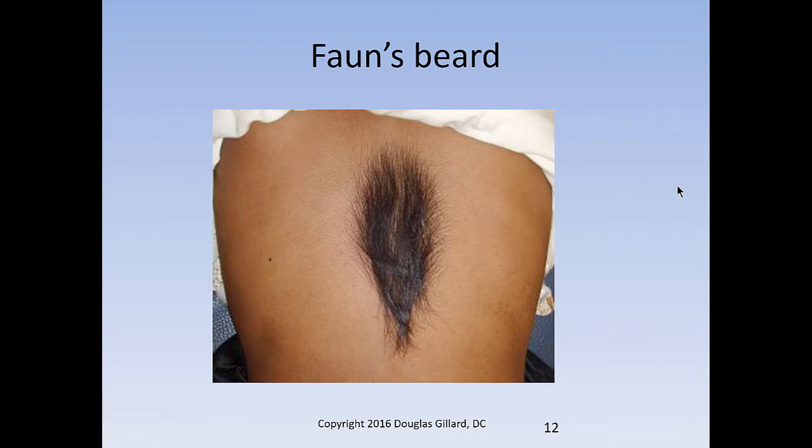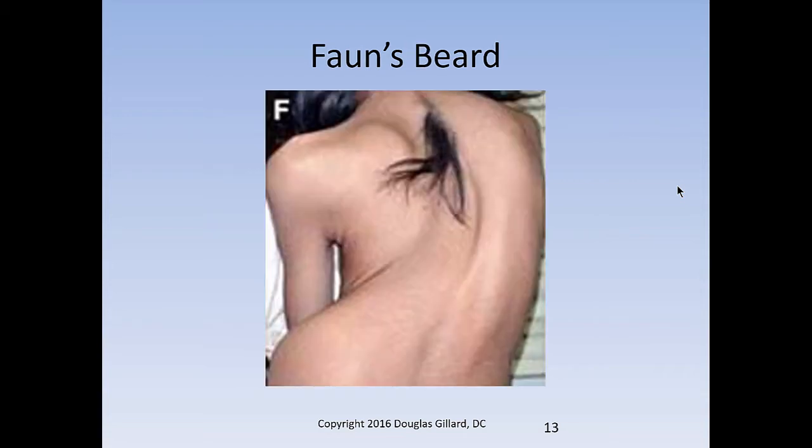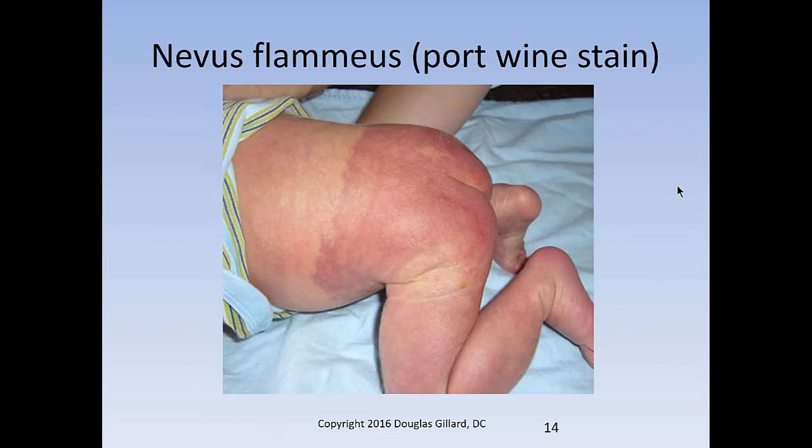There is a crazy Faun's beard. And this patient had congenital scoliosis. There's another one, severe congenital scoliosis. I think it's called a Faun's tail as well. There's a couple AKAs for it. There's nevus flammeus, or port wine stain.